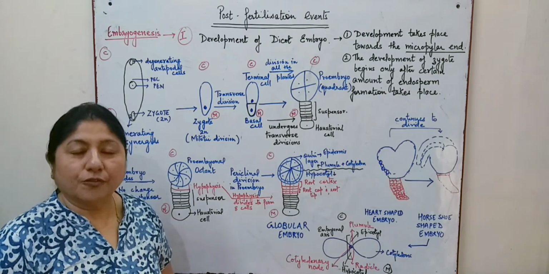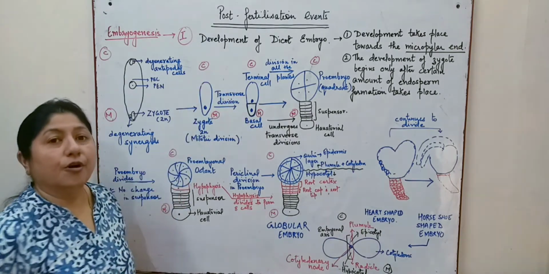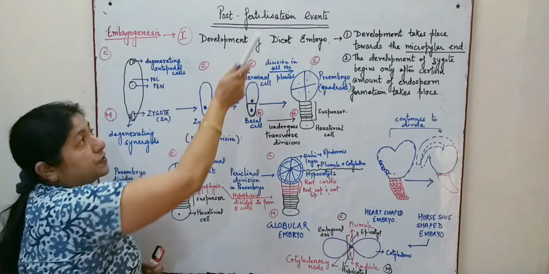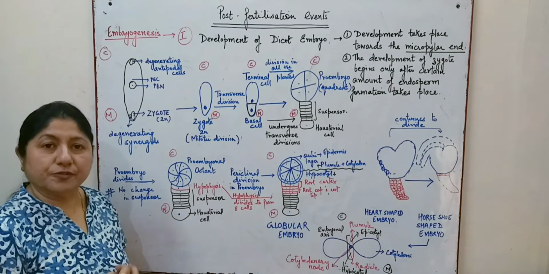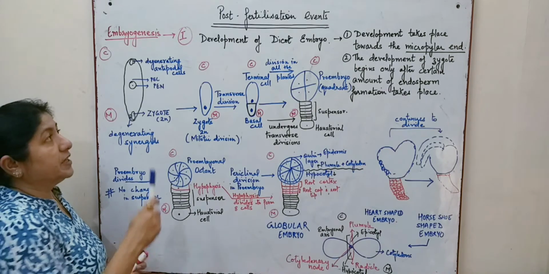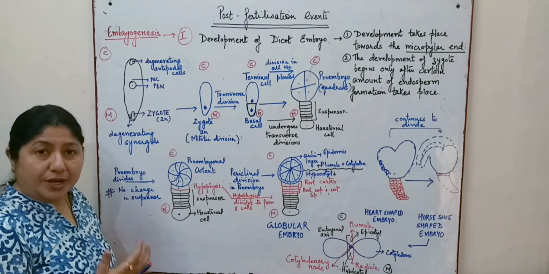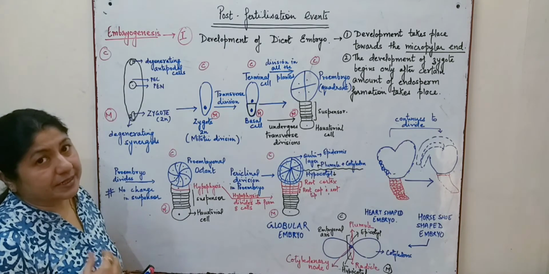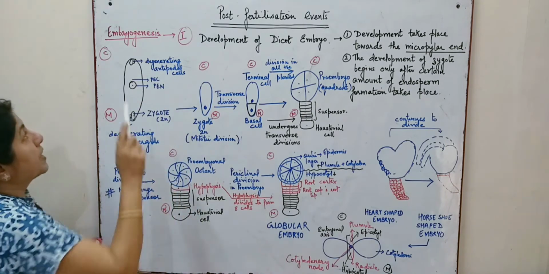In this part of the video, we will be understanding the development of a dicot embryo, and this is a part of post-fertilization events. That means after the fertilization process, that is the fusion of the male gamete with the female gamete, now we are going to study the development of the dicot embryo. The formation of the endosperm has already been dealt with. Now let us come to the process of development of an embryo.